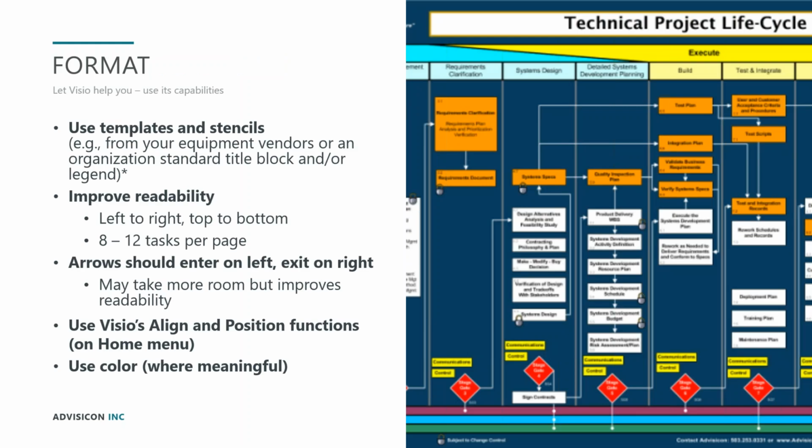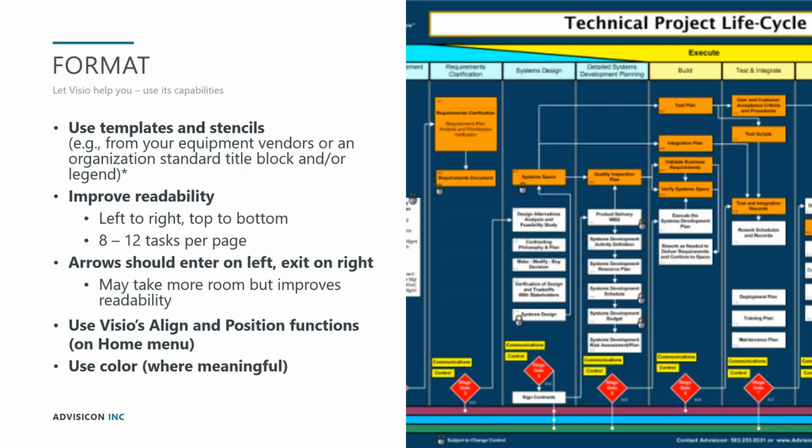So to format your documents, let Visio help you. Use the powerful capabilities that it has. Use the templates and stencils. They're well designed. To improve readability, diagram your process flows so that they read whenever possible left to right, top to bottom. If you're looking for a process flow that people are going to be executing on a repeatable basis, and you're using a letter-sized piece of paper, aim for about 8 to 12 tasks per page. That will improve readability.